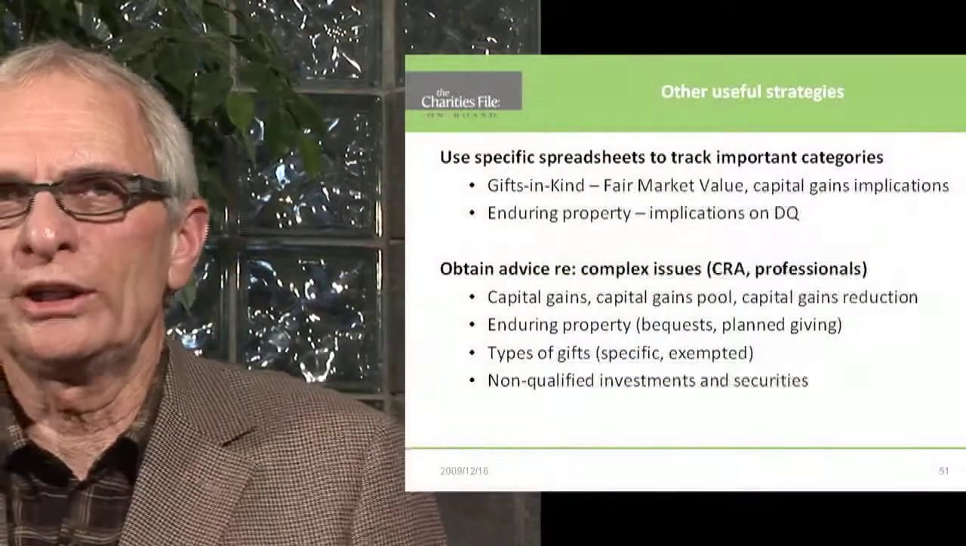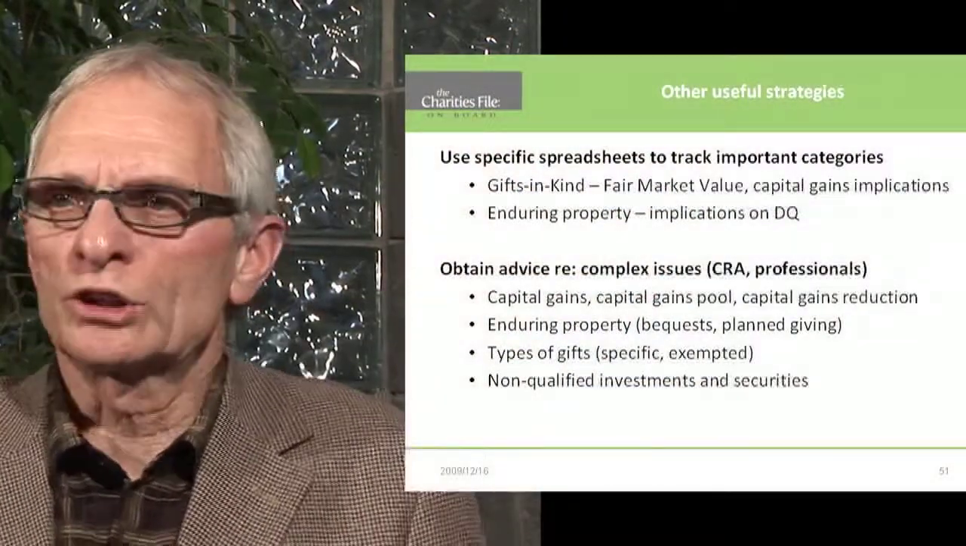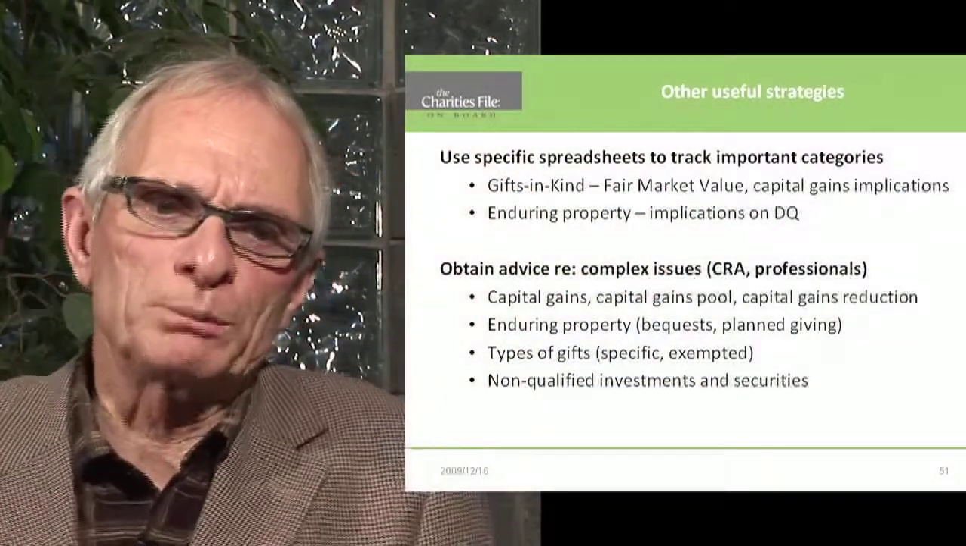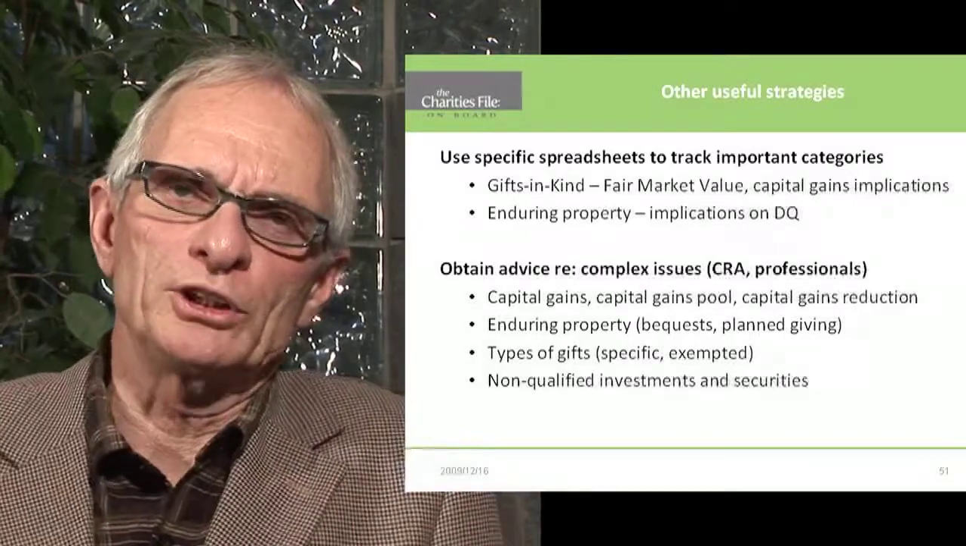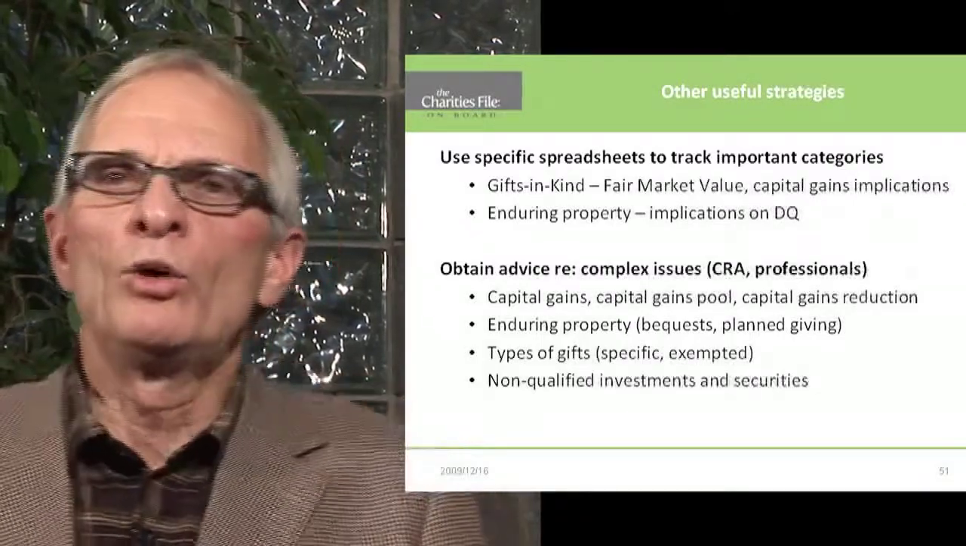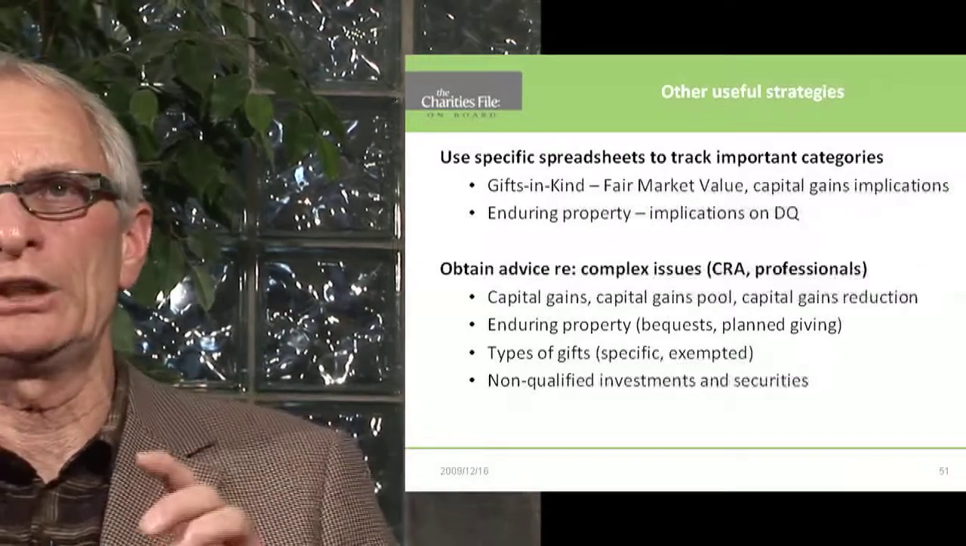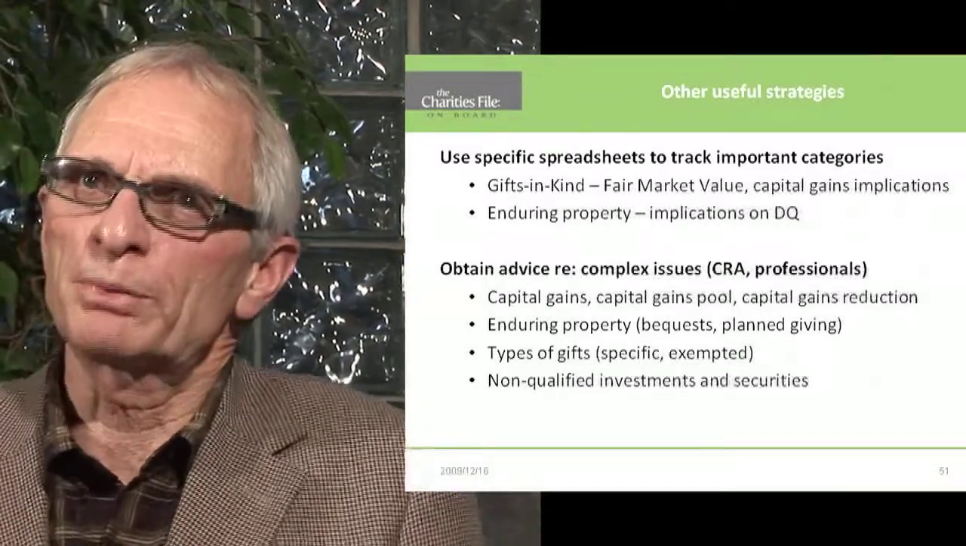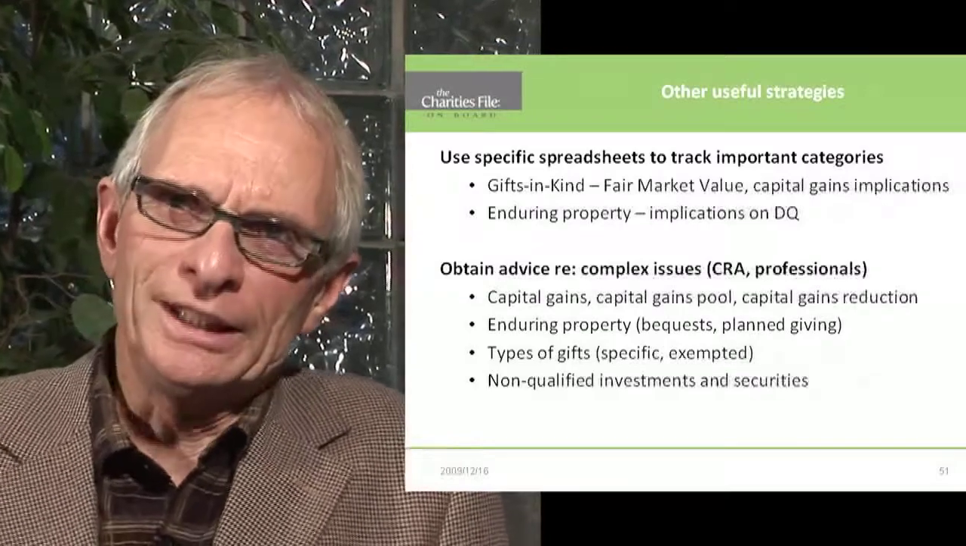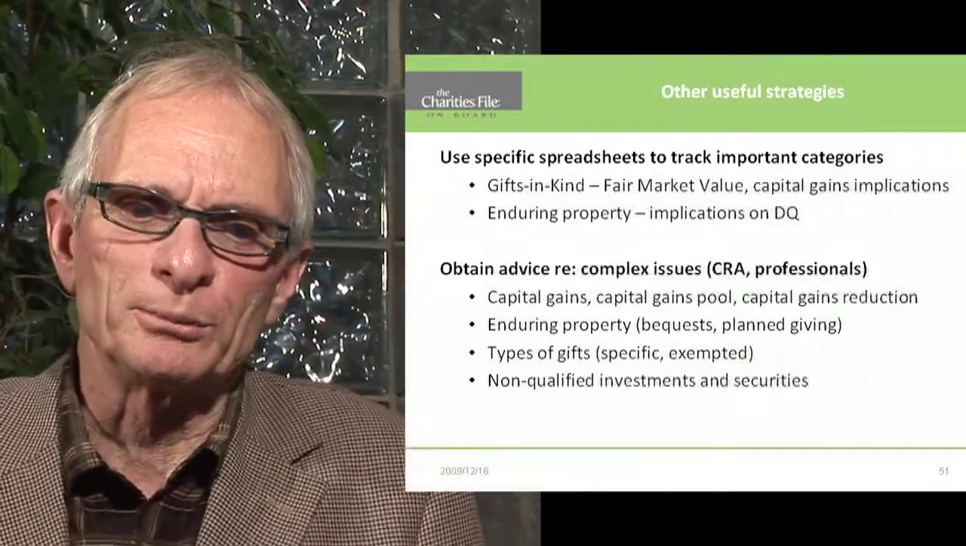Other useful strategies that are recommended: the creation of specific spreadsheets. For example, gifts in kind, because they need to be identified on a separate reporting process, so doing a separate sheet for that, or enduring property, because there are certain rules that apply when a charity disperses that enduring property that year. So keeping that on a separate spreadsheet would certainly help to ease the transfer of that financial information.